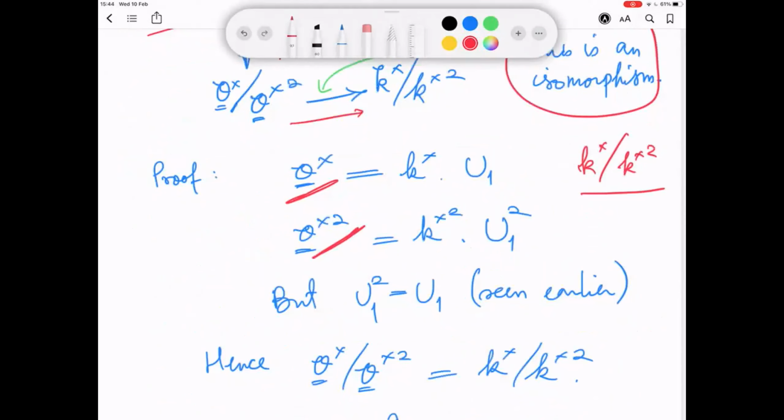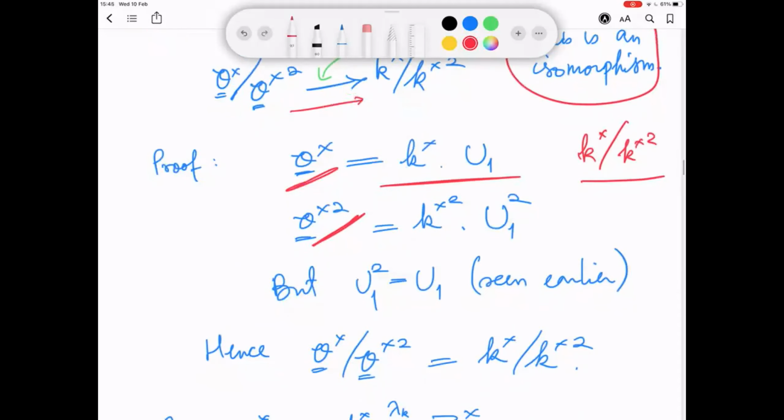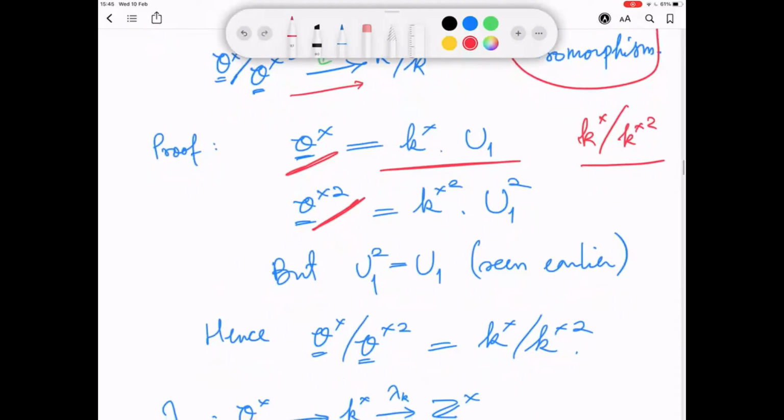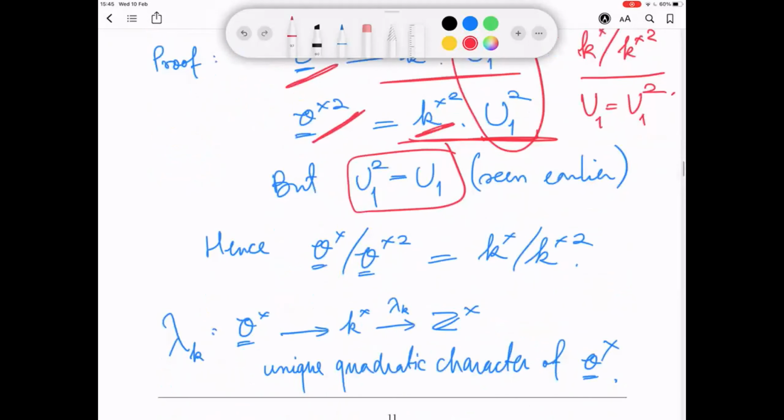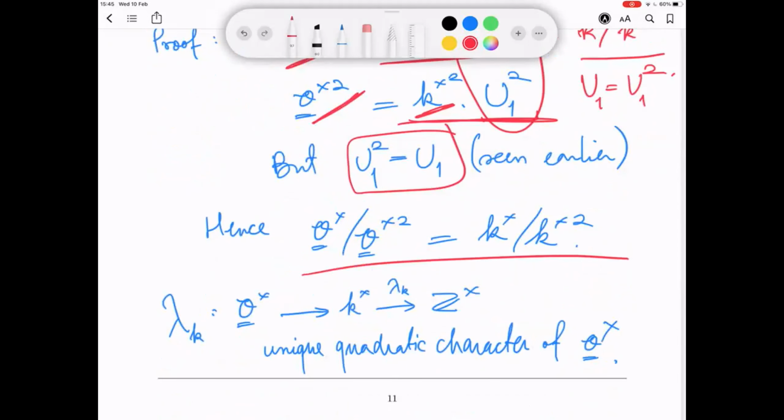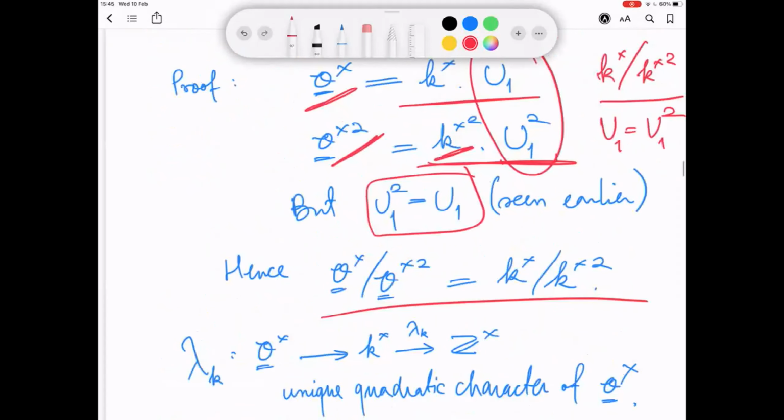This is very easy. O star is supposed to be K star times U1. It's a product of these two groups. And O star is therefore, the squares are going to be the same as squares in K star times the squares in U1. But U1 is equal to U1 squared. So when you take the quotient, you are going to get the same thing. Okay. So that was the first observation.